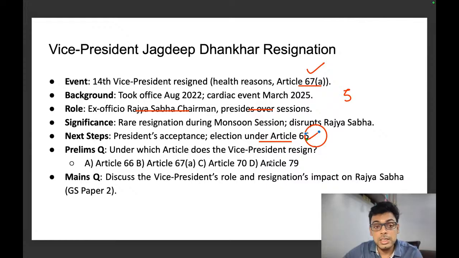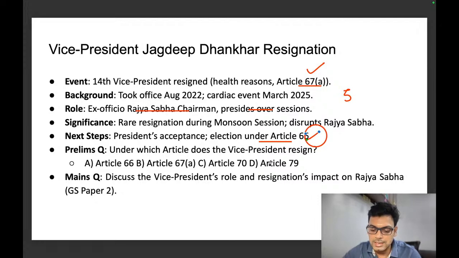Now what happens when the Vice President of India is not there? Who will be presiding over the Rajya Sabha? That's the most important question. The deputy chairman can head the Rajya Sabha proceedings. Keep in mind, this can be asked in UPSC, and maybe next year this can become a question, and maybe it can become a question in the coming mains also related to the Vice President of India.